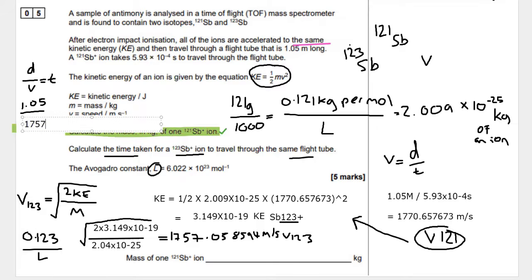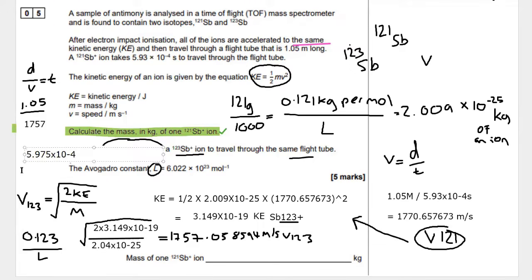So we get a time of 5.9, and this is the answer here, which I'm running out of room here. This is the answer for the time. And the answer to that is 5.975 times 10 to the minus 4.